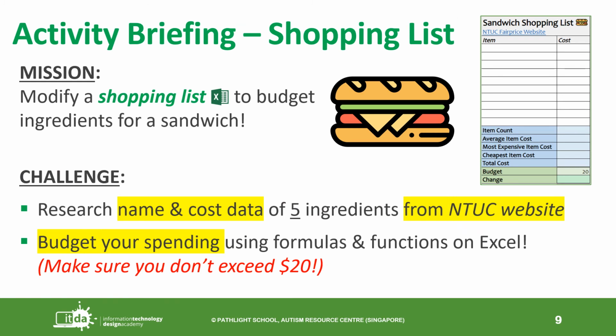So this is the activity for today. We are going to modify a shopping list to budget some ingredients for a sandwich. So this is our challenge for today. I'm going to give you a sandwich shopping list template that looks like the one on the right of the screen. You will need to research some name and cost data of 5 sandwich ingredients from the NTUC website. It could be bread, lettuce, barbecue sauce, ham, or cheese. You just pick 5 ingredients, find the name and the cost, and then budget your spending inside this Excel sheet using formulas and functions.